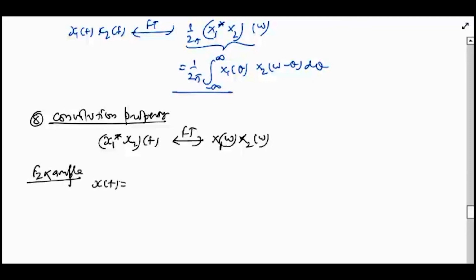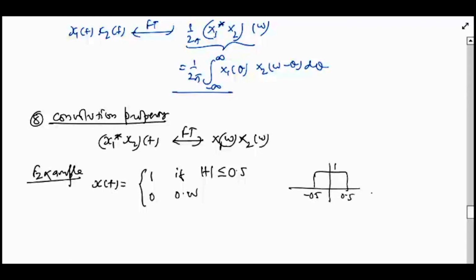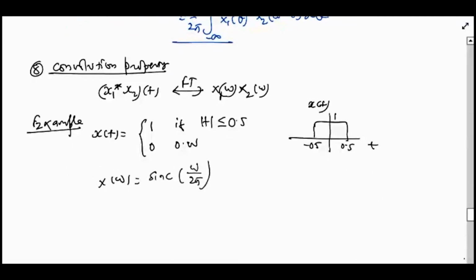Recall that if I set x(t) to be equal to the pulse signal, that is 1 if |t| is less than or equal to 0.5 and 0 otherwise, pictorially here is my x(t), from minus 0.5 to 0.5, then the Fourier transform of x(t), X(omega), will be given by sinc of omega over 2 pi. This is obtained by simply setting capital T equal to 0.5 in the example that we had seen earlier.